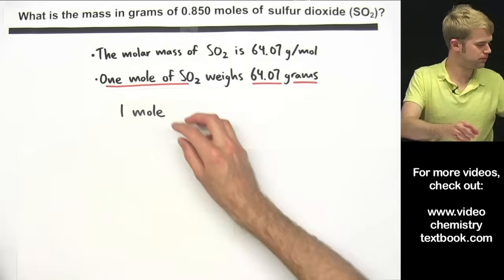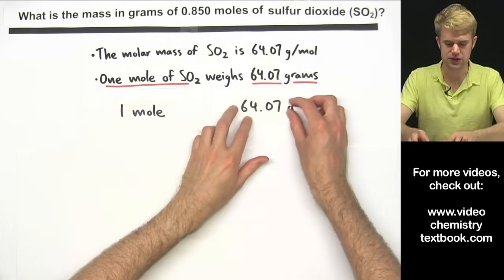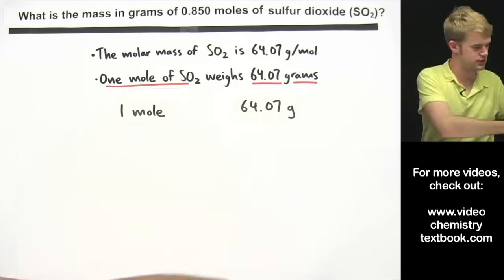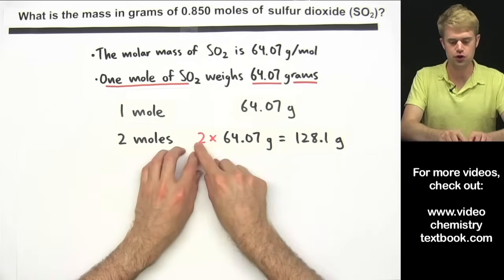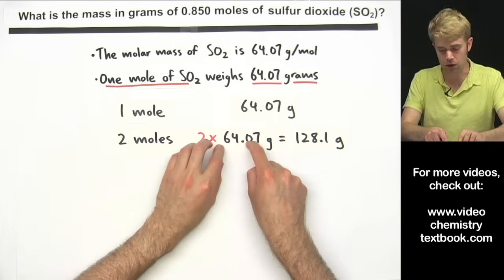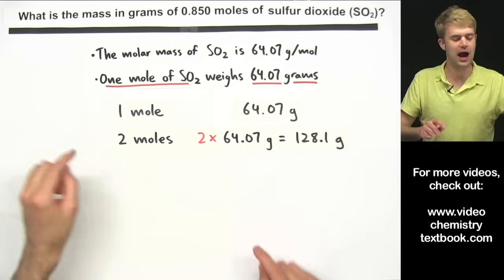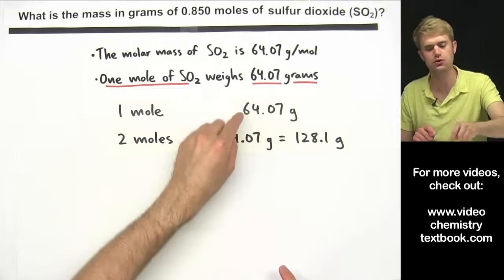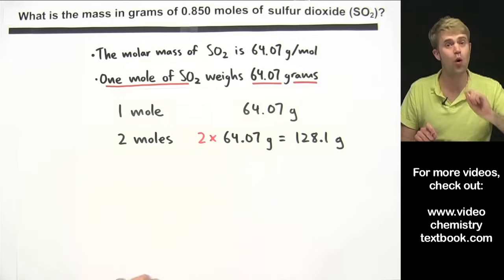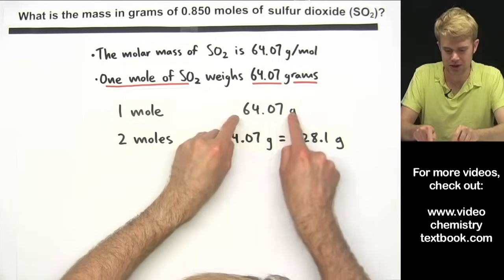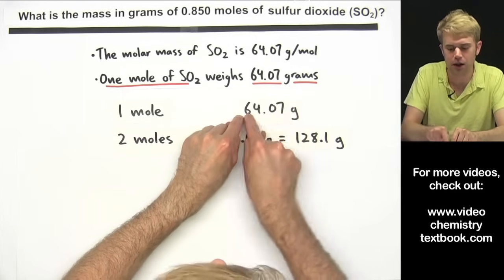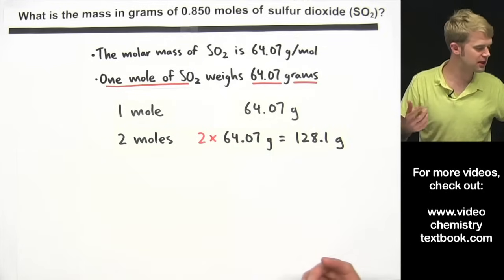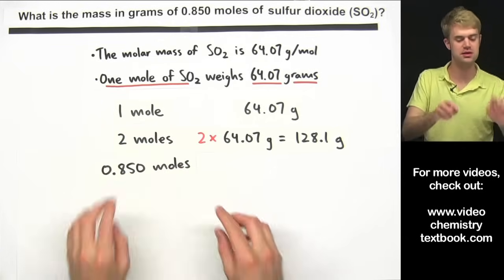So now we can think through it, okay? If we had one mole of SO2, it would weigh 64.07 grams. If I had two moles of SO2, I'd do two times this number, which is how much one mole would weigh, and I'd get this. I don't have one mole, I don't have two moles, I have 0.850 moles, which is actually less than one mole. So in grams, I'm gonna be getting a number that's smaller than this because I have less than one mole.